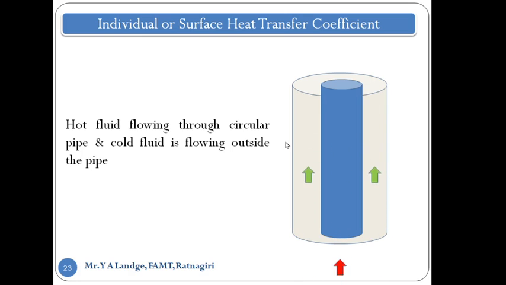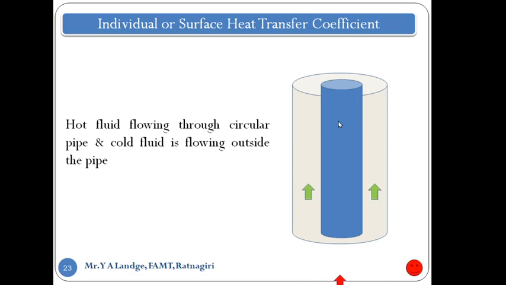Now we have to find the overall heat transfer coefficient for this case. In this case we will see the HI. HI stands for the inside heat transfer coefficient, and HO is the outside heat transfer coefficient. The combination of this inside heat transfer coefficient and outside heat transfer coefficient will give the overall heat transfer coefficient. And for this case we will try to find the overall heat transfer coefficient.